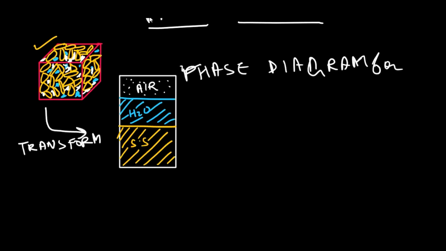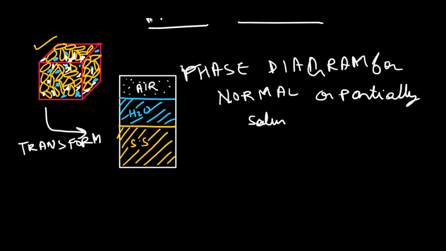For which condition? For normal or partially saturated condition. This will be my phase diagram for partially saturated condition, or I can say normal condition. Here I can see that there are three materials existing, that is the air, water and the soil solids. You must always remember this thing.